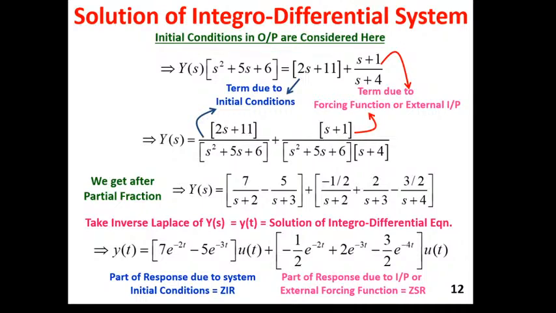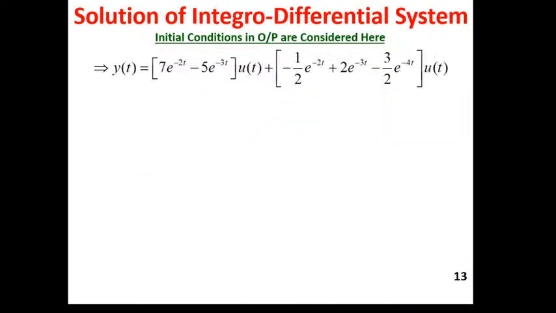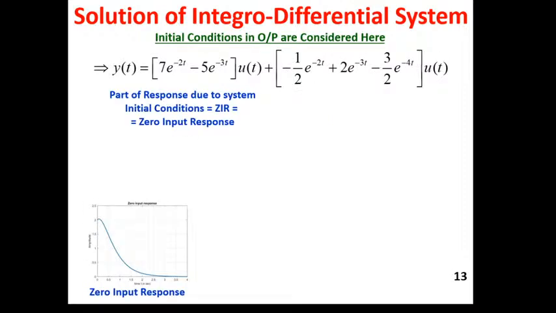Zero state response means that for this part, minus half e raised to minus 2t plus 2 e raised to minus 3t minus 3 by 2 e raised to minus 4t, we are assuming the initial condition to be 0. That means the initial condition is not having any effect on the second part of yt. The combined system response is the addition of the zero input response, which is the first part. Now only the first part we have plotted towards the bottom of the screen.